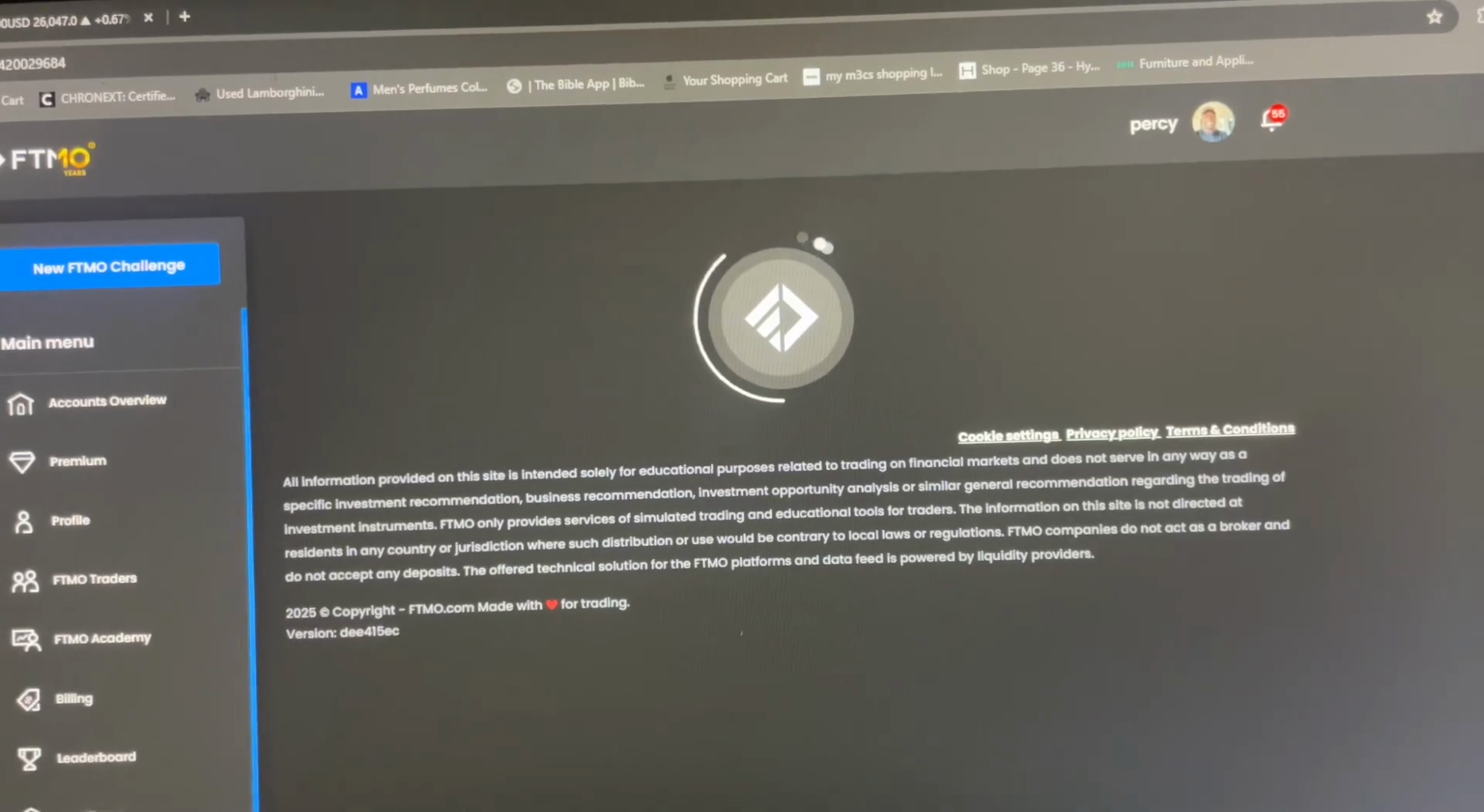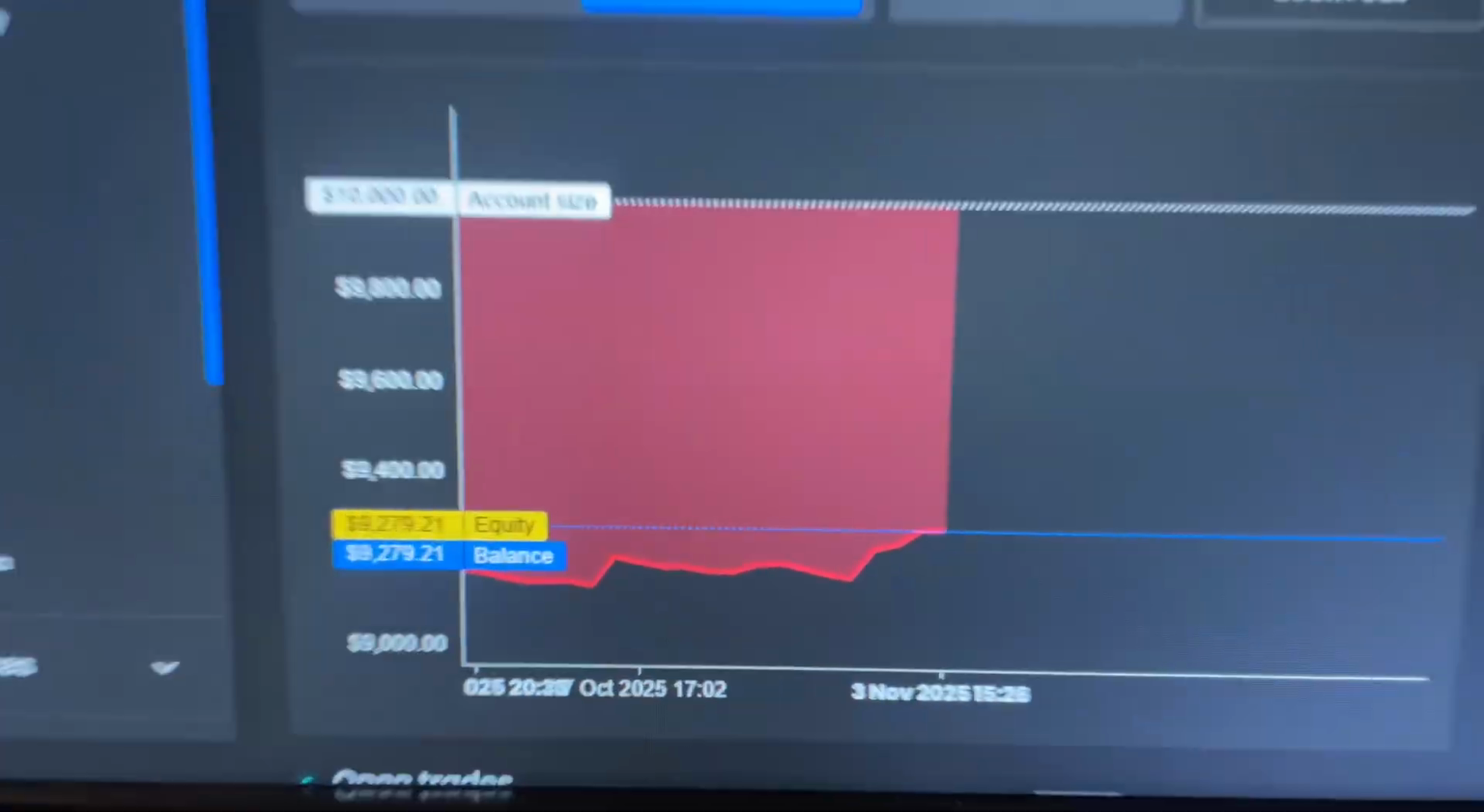So if you check out the last video, you will see the progress that we have made. And a couple of, I think it's 1 week later or 2 weeks later, by the help of God, we've made even greater progress. So yeah, here's the equity curve.